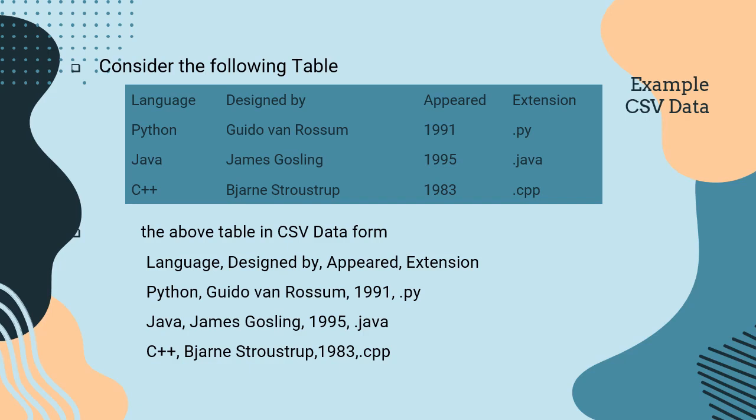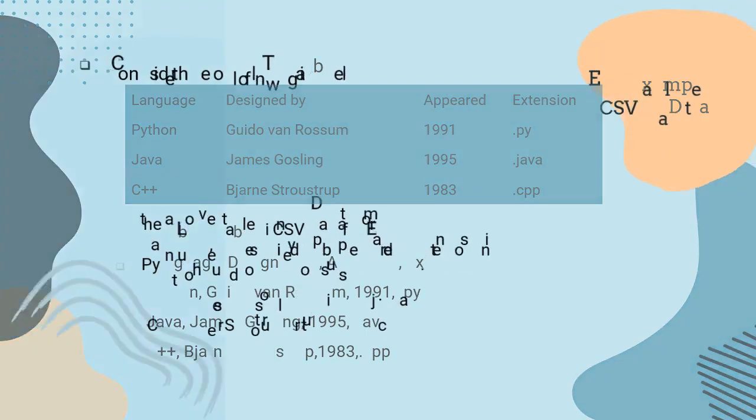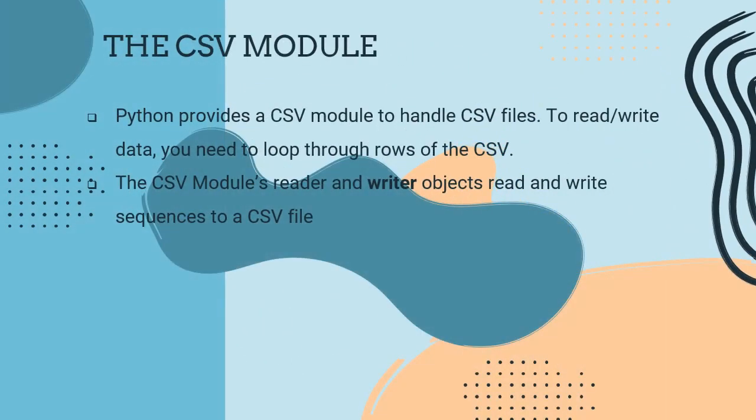So the table form of data is converted into plain text format, and each row is separated by a new line character. That means each row is on a different line, and each column is separated by commas or any other delimiter character. Like the pickle module to handle binary files, we have the built-in CSV module to handle CSV files. To read and write data into a CSV file, we need the CSV module.